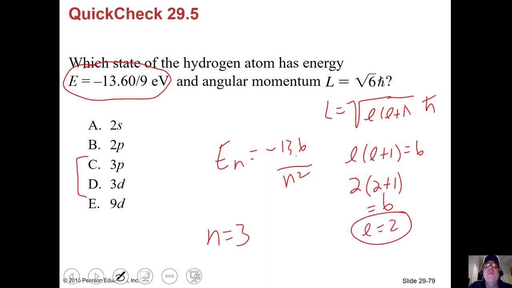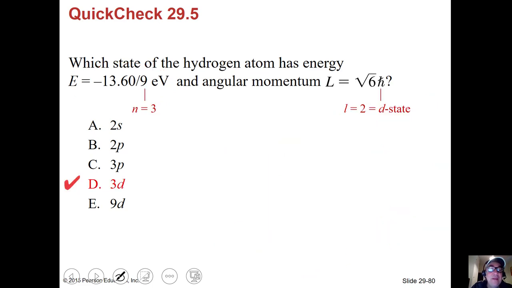So go back and think about the SPD. S is when l is equal to 0, P is l equal to 1, and D is l equal to 2. So what we have here then is 3, and when we have l equal to 2, that's D. So this has to be 3D. The 3 comes from the principal quantum number, and l equal to 2 corresponds to D. So 3D. There we go.